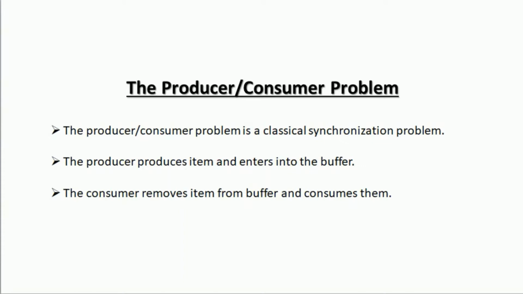In the producer-consumer problem, there is one producer and one consumer. The producer produces an item and the consumer consumes the item that is produced by the producer, while the producer and consumer share the same memory buffer that is of fixed size. The job of the producer is to generate the data, put it into the buffer, and again start generating data, while the job of the consumer is to consume the data from the buffer.